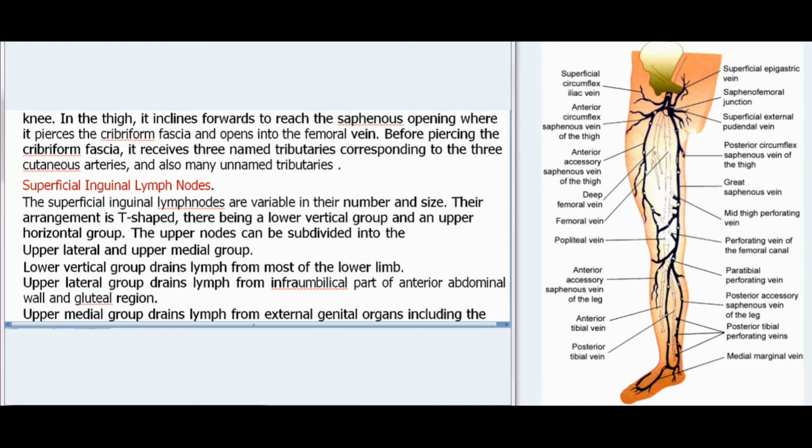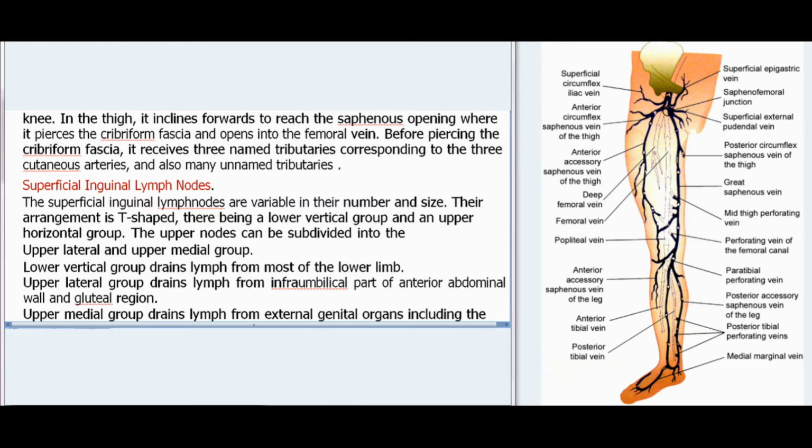Superficial inguinal lymph nodes. The superficial inguinal lymph nodes are variable in their number and size. Their arrangement is T-shaped, there being a lower vertical group and an upper horizontal group. The upper nodes can be subdivided into the upper lateral and upper medial groups.